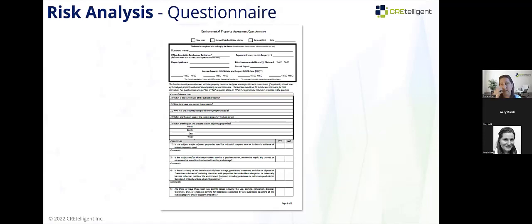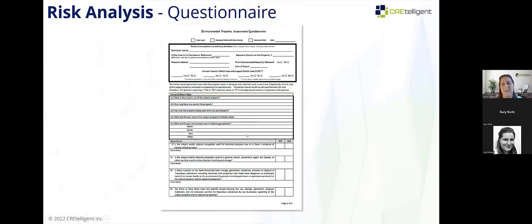So if we think about the risk analysis, how many of you have seen a questionnaire? I wish I could see you raise your hands, but I'm going to imagine everybody's raising their hand saying, oh, we have something like that. How many times have you seen a questionnaire come across your desk? And it probably looks like this.